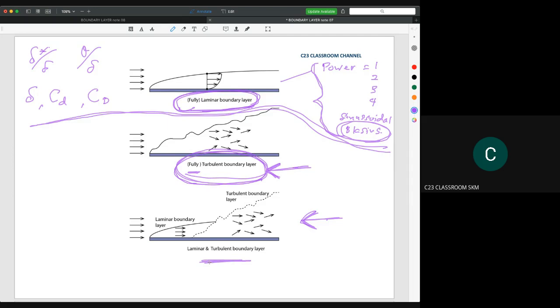So we try to think about how to solve a condition where there is a laminar boundary layer and also a turbulent boundary layer. I hope you could understand the situation. Now we are focusing on the fully turbulent boundary layer.